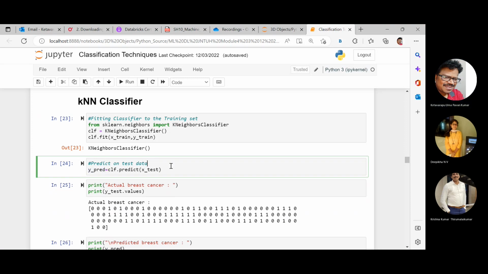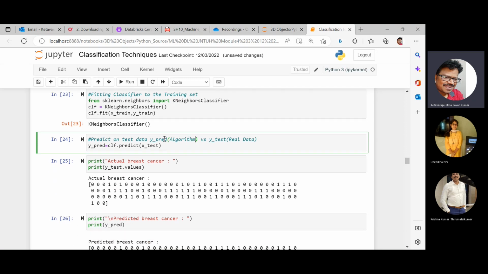That means your Y prediction variable should be compared with the Y test. The reason behind this is that Y test is your real data. The Y prediction is nothing but your algorithm's predicted data. Now, after getting this Y prediction, you need to compare it with the Y test, and you are able to compute the corresponding accuracy values.